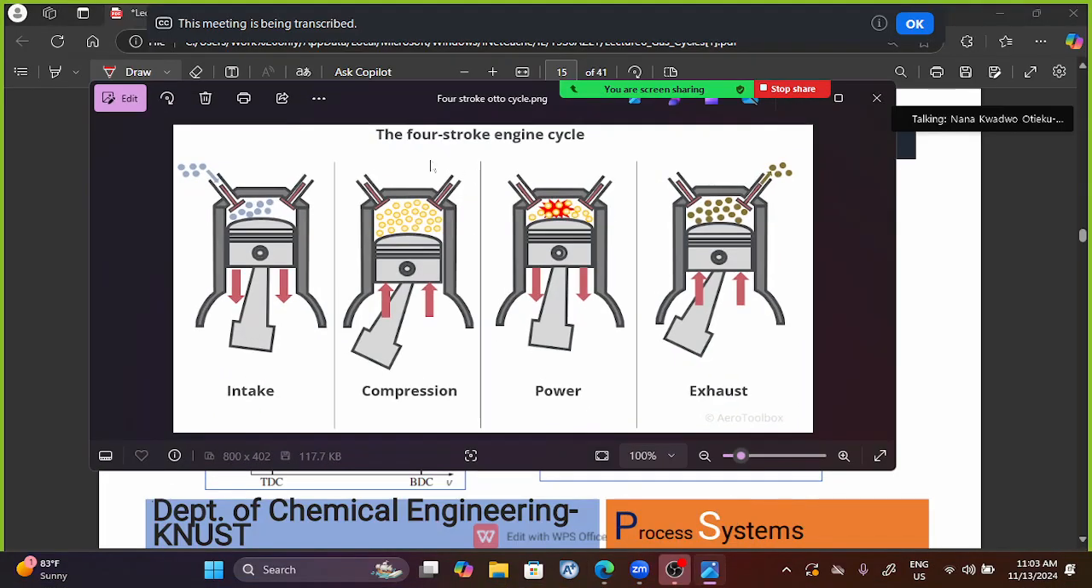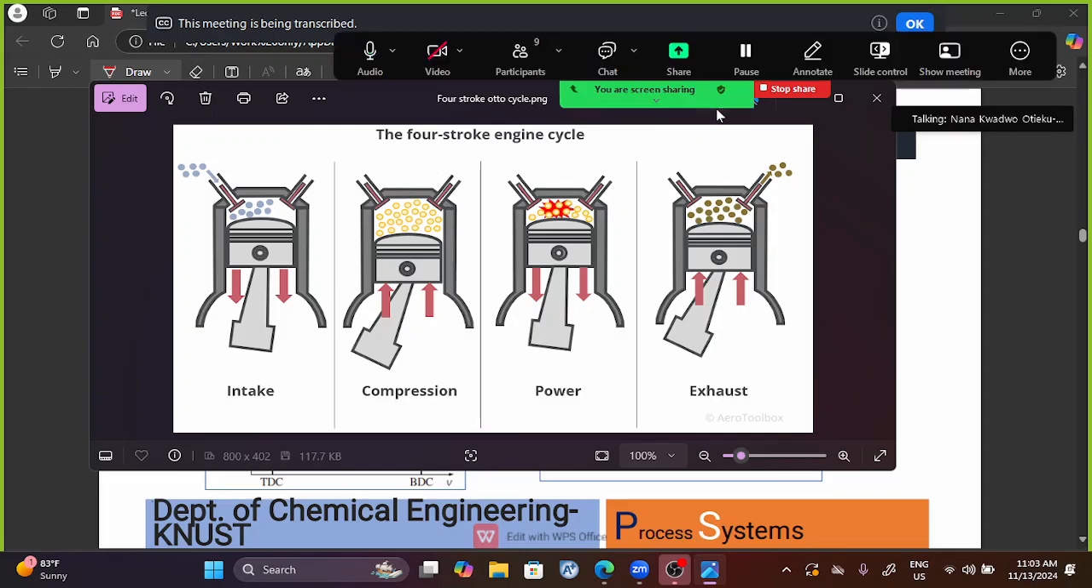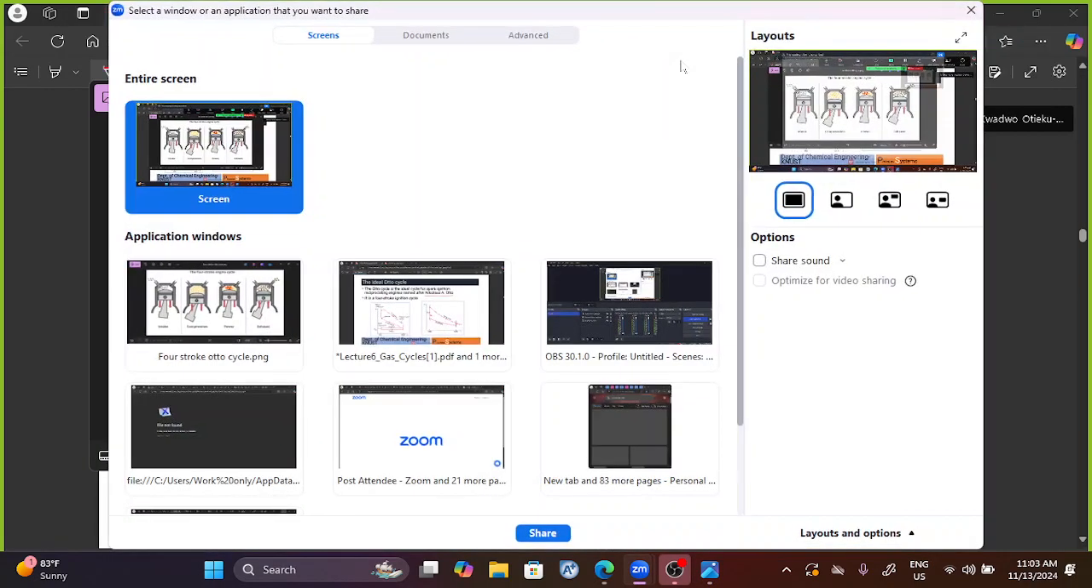I don't know if you can see this screen. Please, can we see the image I just projected, or how to share the screen again? Okay, then that's fine.